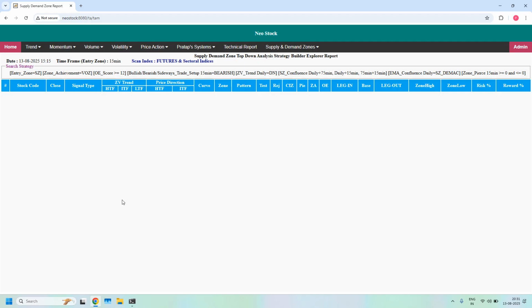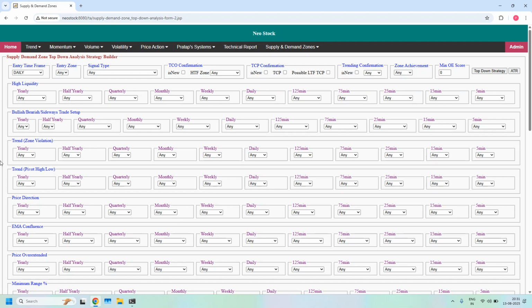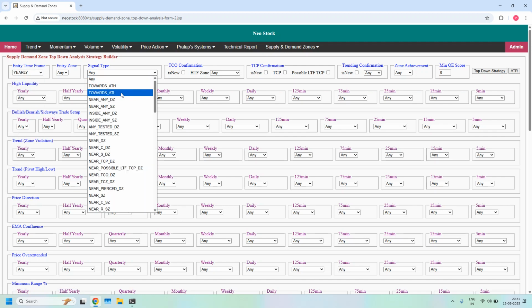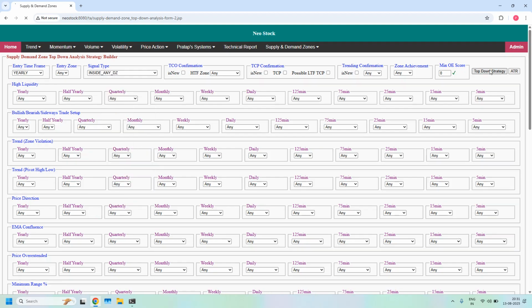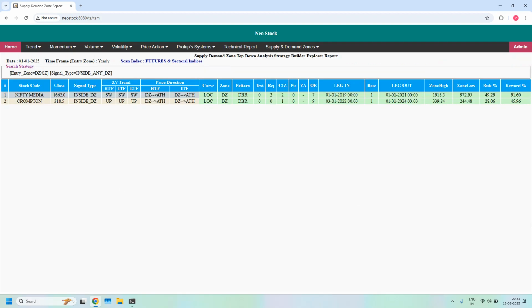income trades. Next I will generate finding the stocks near demand and supply zones for different time frames, starting with the yearly. Price closed inside the yearly demand zone. We got 2 stocks. I'm giving you very few seconds time. So you need to pause and study, after that proceed further.